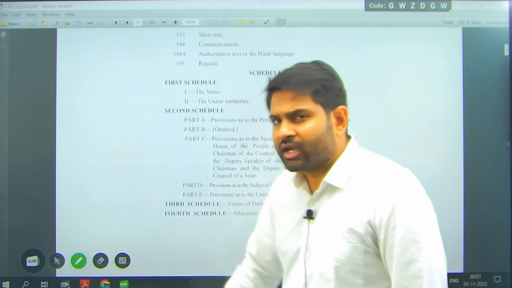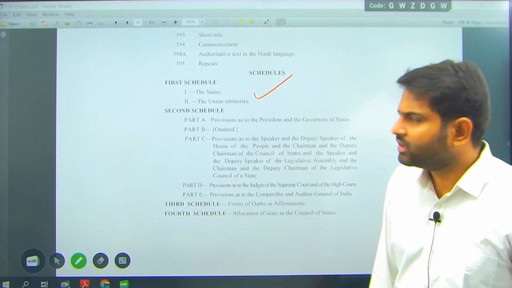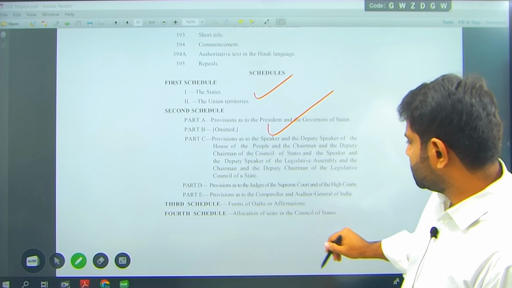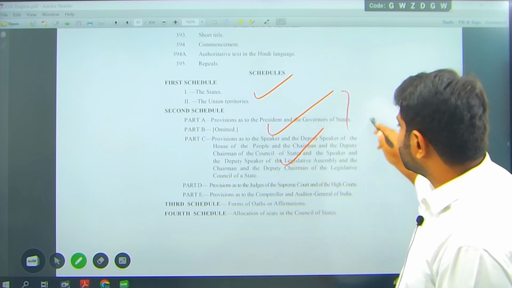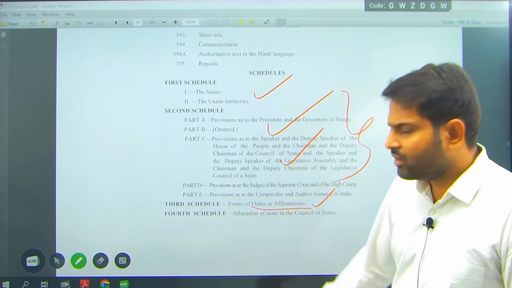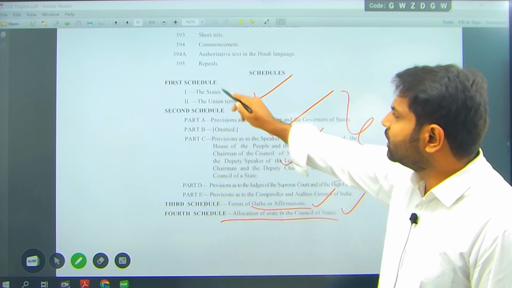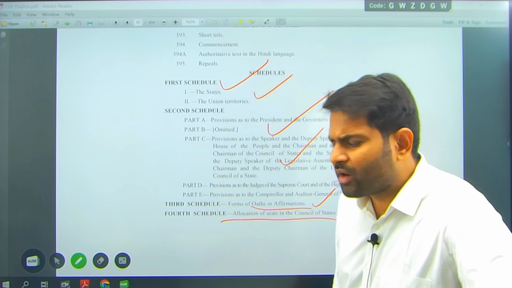Right. First schedule we have union, territory, states and union territories. Second schedule we have the salaries of different officers. Third schedule we have oath and affirmation. Fourth schedule we have allocation of seats in the Council of States. Schedule 1, union and territories. What is a schedule normally?